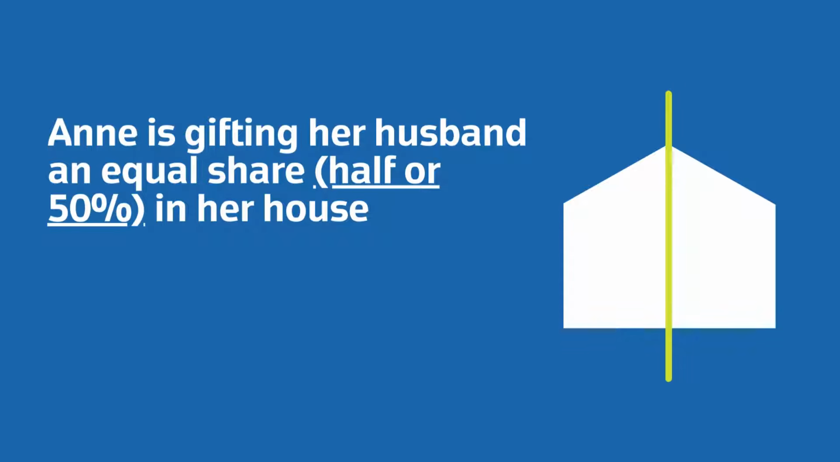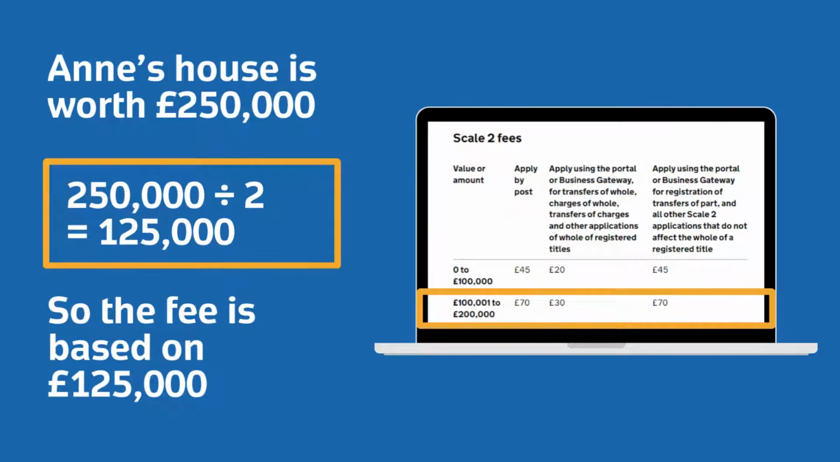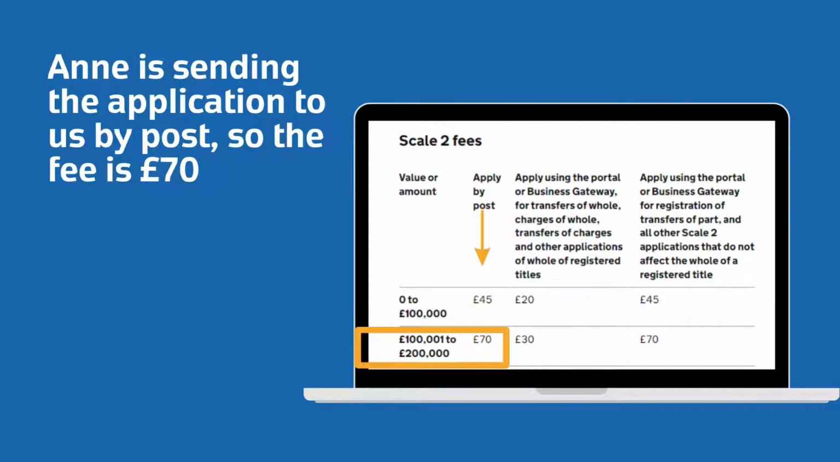Anne is giving her husband an equal share, half or 50% in her house, so we assess the fee on half the value of the property. Anne's house is worth £250,000. Half of £250,000 is £125,000, so the fee is based on £125,000, which falls in the range of £100,001 to £200,000 as shown on screen. As Anne is not a conveyancer, she will need to send the application to us by post, so the fee is £70.